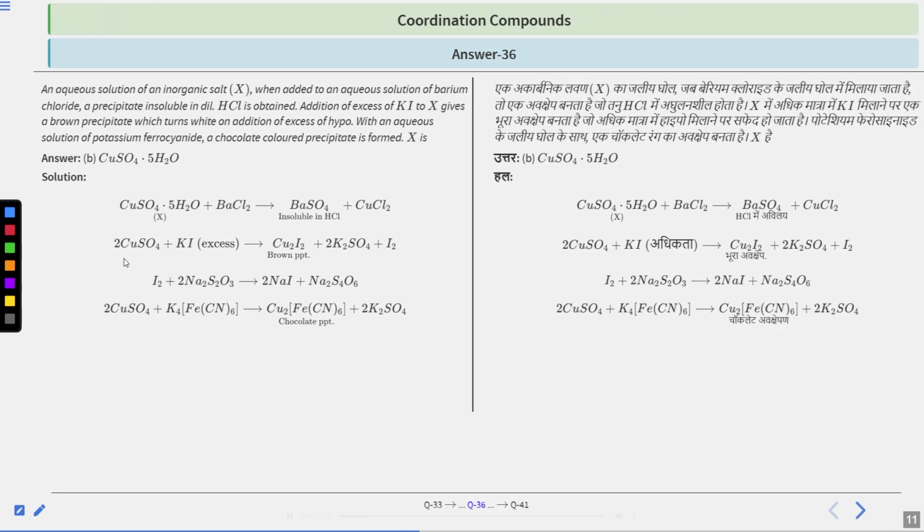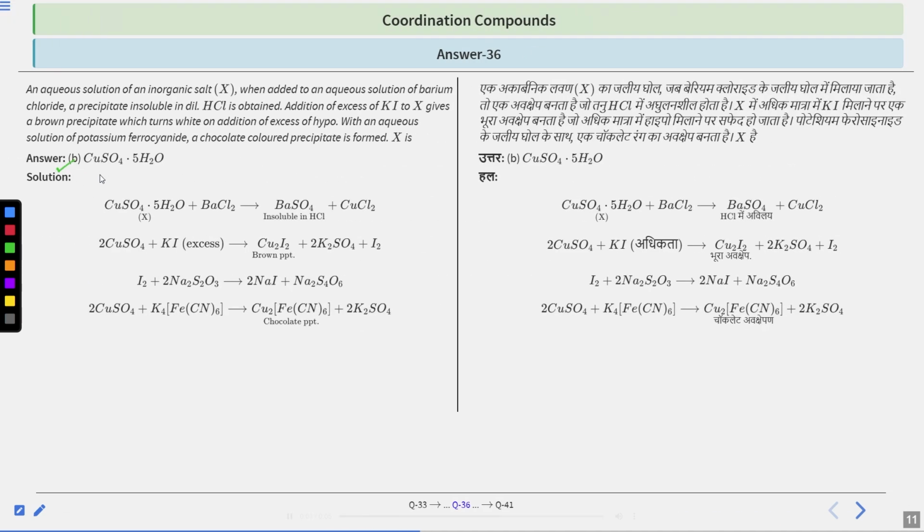Okay, let's see. The correct answer is option B, that is CuSO4.5H2O. This is the reaction: CuSO4.5H2O, that is X, when reacted with barium chloride, will give a precipitate which is insoluble in HCl, that is BaSO4, plus CuCl2. Now, if you react X, that is 2CuSO4, with potassium iodide KI in excess, it will give brown precipitate, which is Cu2I2 plus 2K2SO4 plus I2.